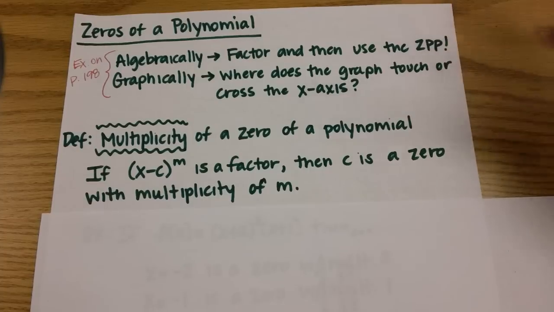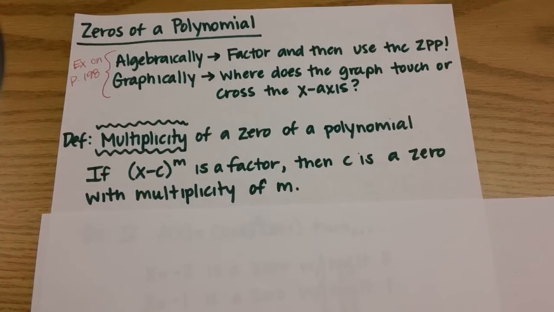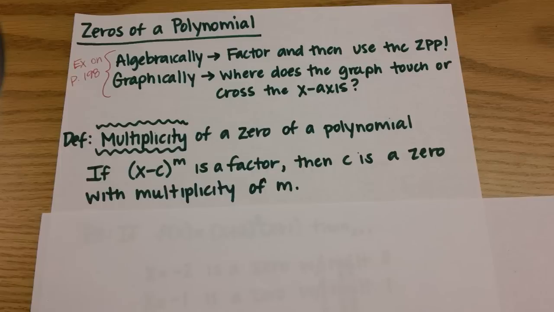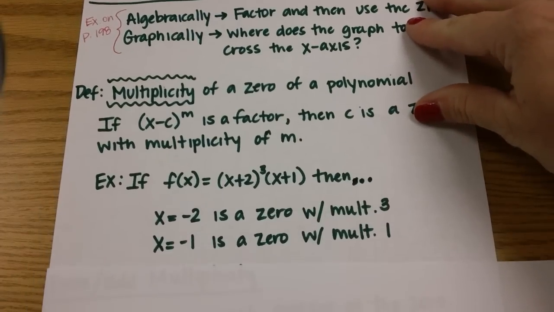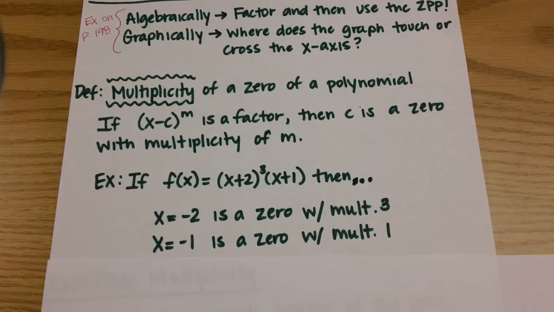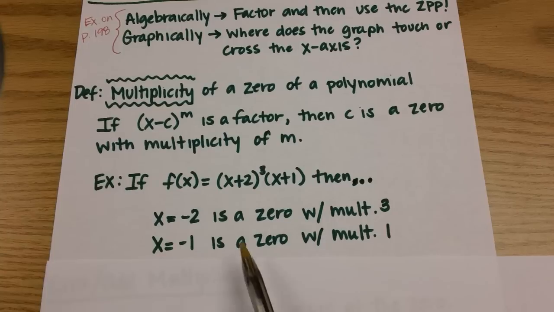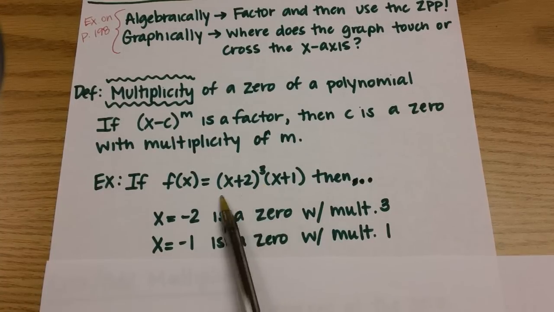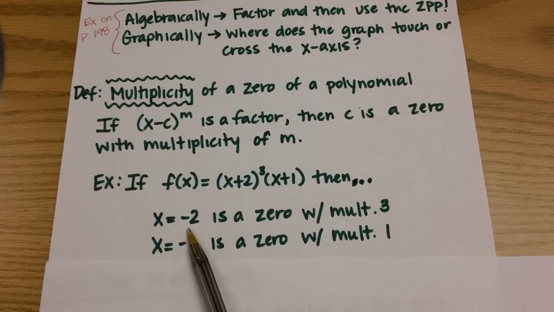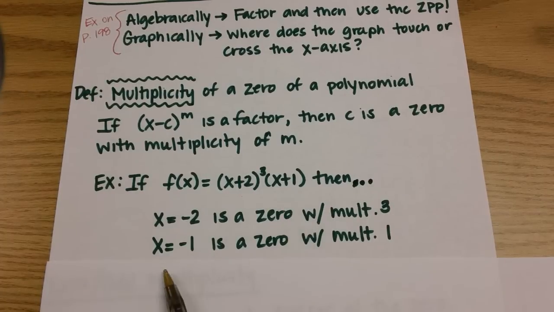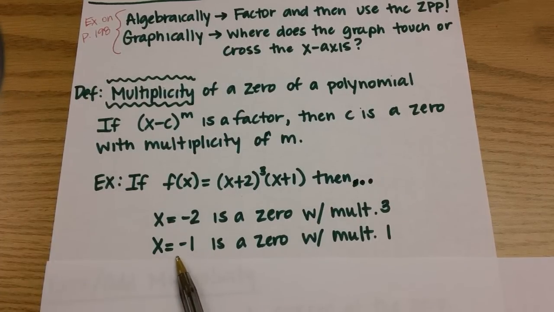Okay, there's a definition in your book, and it gives a little bit more detail, but basically, for the multiplicity of a zero of a polynomial, if x minus c all to the m power is a factor, then c is a zero with multiplicity m. So for example, let's say you had f of x equals (x plus 2) cubed times (x plus 1). Okay? We have two different zeros here. The first one comes from x plus 2 to the third, which gives us a zero of x equals negative 2. And then x plus 1 gives us a zero of x equals negative 1.